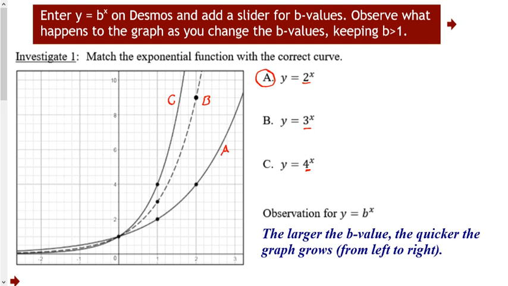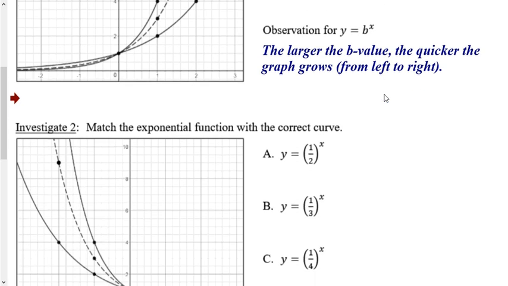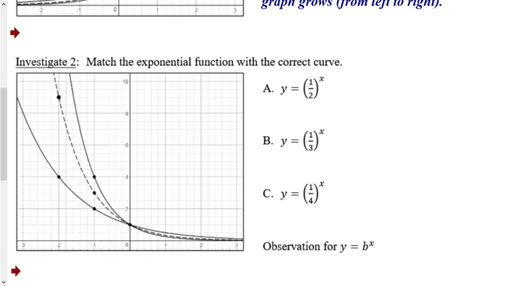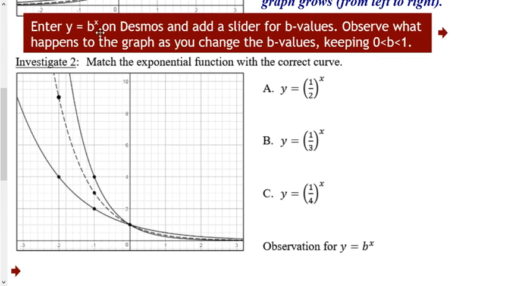All right, let's look on down at the next investigation. This time again, I'll have you make use of Desmos. And again, we'll enter y equals b to the x. You probably still have that. Now we want to observe what happens as we adjust those b values, but keeping them between 0 and 1. So now you're going to get curves that come down in this direction when your b value is between 0 and 1. Make some observations.